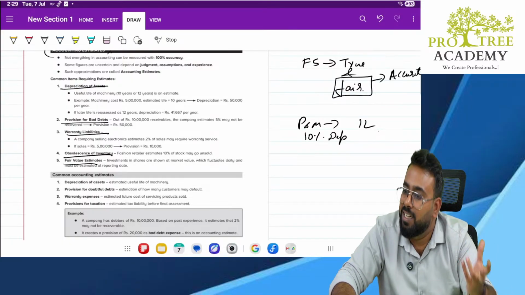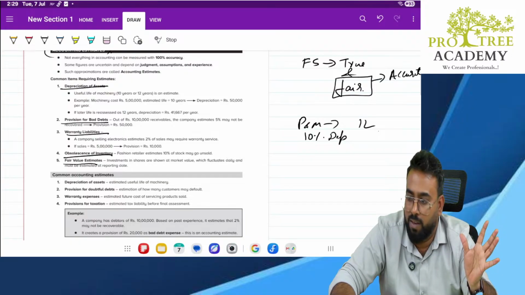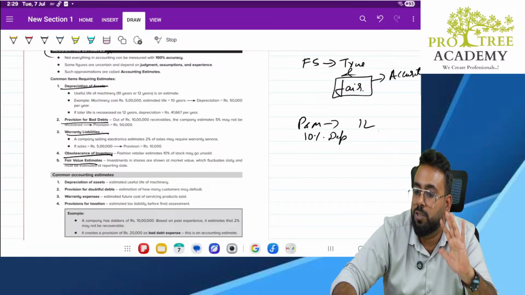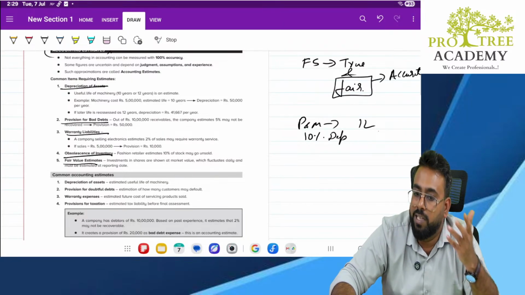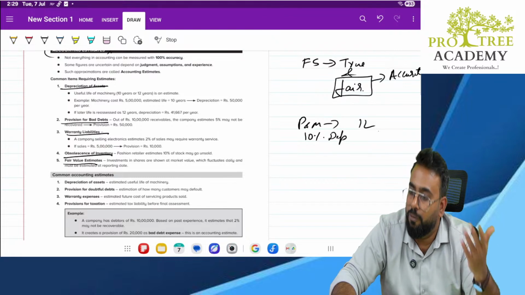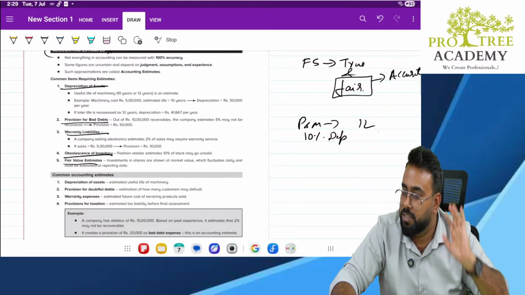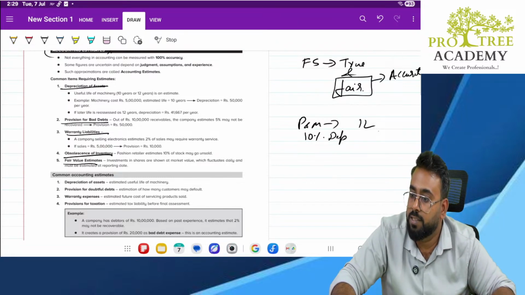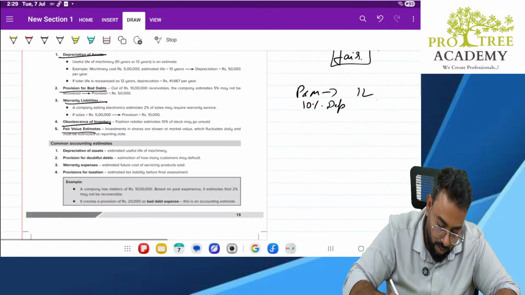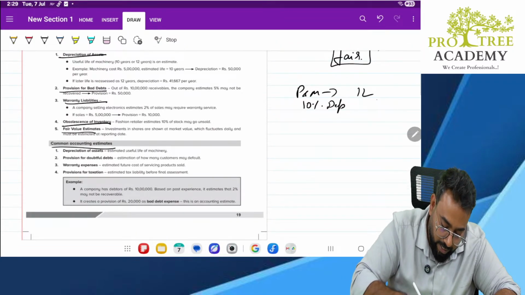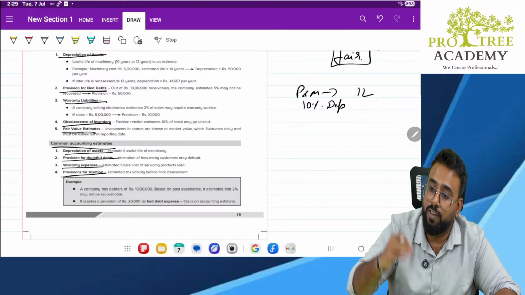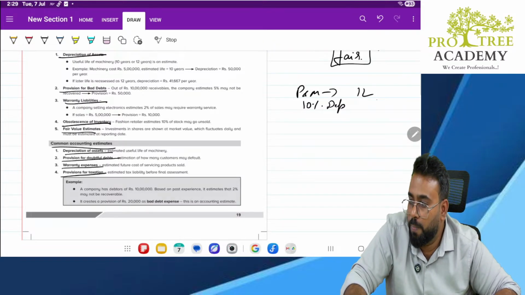You cannot directly say that this is going to happen. Clear? You are just judging that 10% of this might go waste. Waste in the sense not exactly the price which it should have fetched. It is not going to fetch that price. Clear? Yes? Everybody is following? Okay. So again, the same they have given again: depreciation, provision for doubtful debt, warranty, provision for taxation. Provision for taxation is also an estimate, sir.